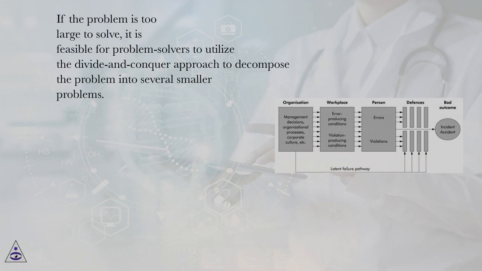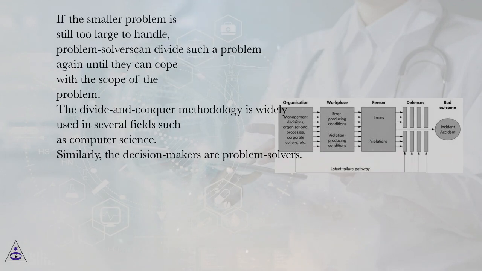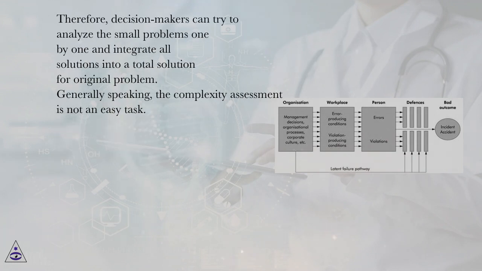If the problem is too large to solve, it is feasible for problem solvers to utilize the divide and conquer approach to decompose the problem into several smaller problems. If a smaller problem is still too large to handle, problem solvers can divide it again until they can cope with the scope of the problem. The divide and conquer methodology is widely used in several fields such as computer science. Similarly, decision makers are problem solvers. Therefore, decision makers can try to analyze the small problems one by one and integrate all solutions into a total solution for the original problem.